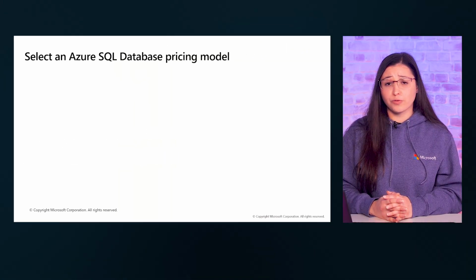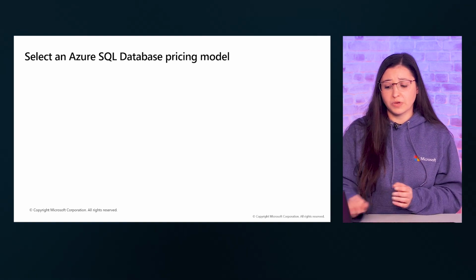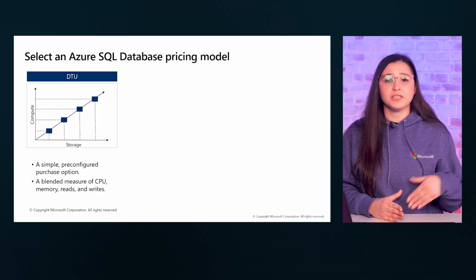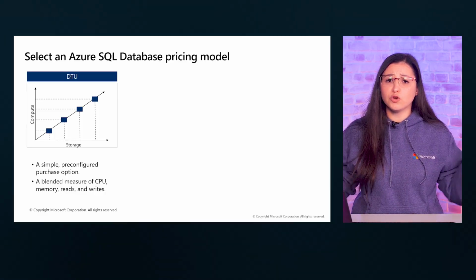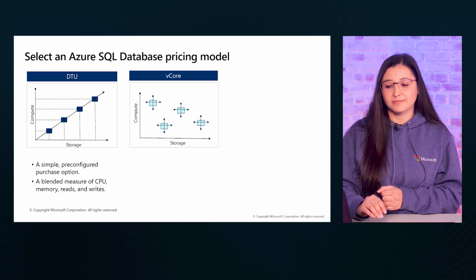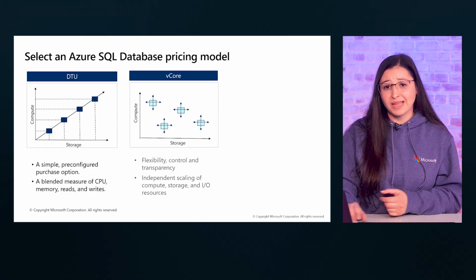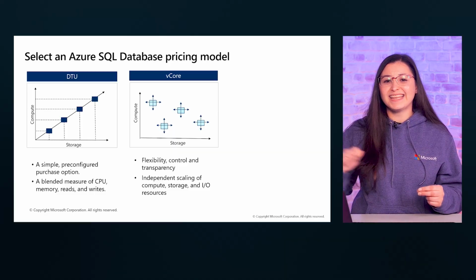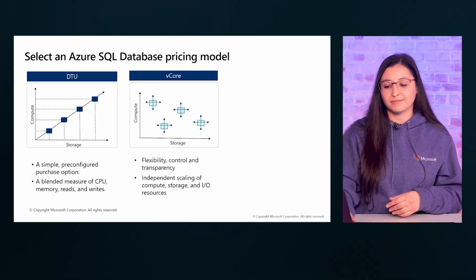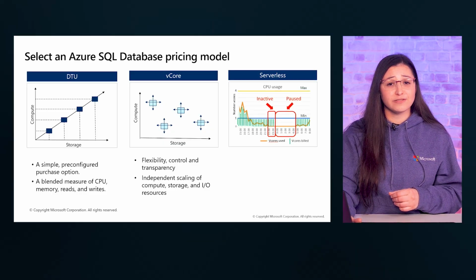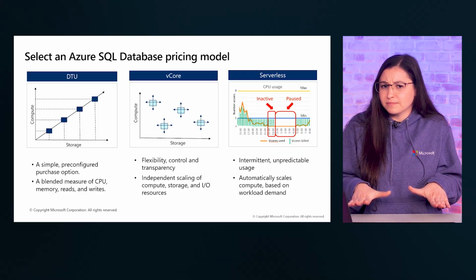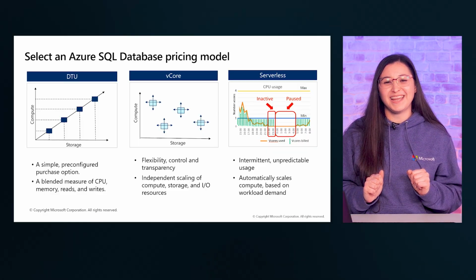We can choose between three options for our pricing model. We can go for data transaction units. This is a bundle of CPU, memory, and IOPS into one measure, for simpler sizing. We can go for vCore. That gives us transparency and independent scaling for compute and storage. We have a serverless tier that automatically scales compute and can pause. Be mindful of resume delay.